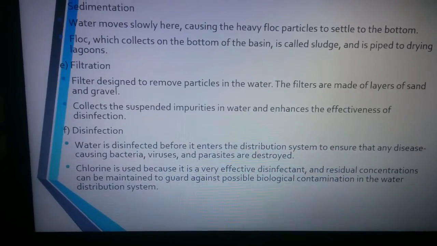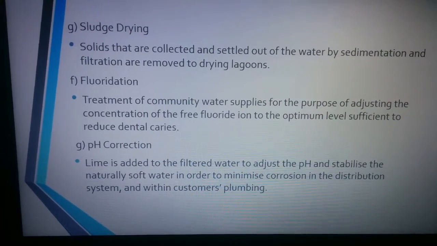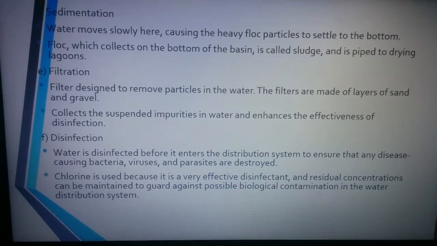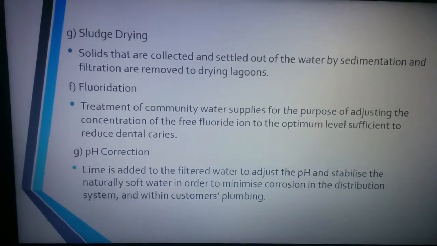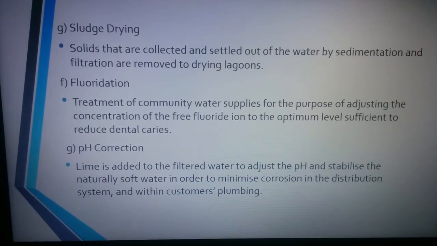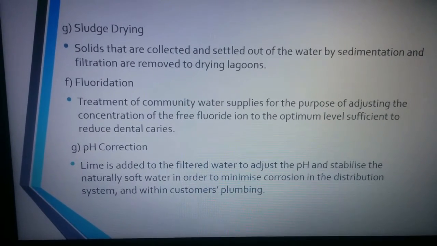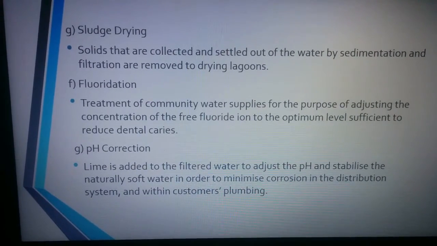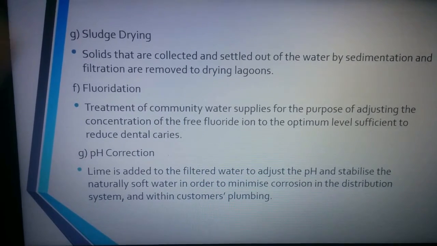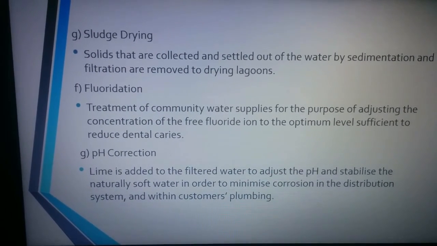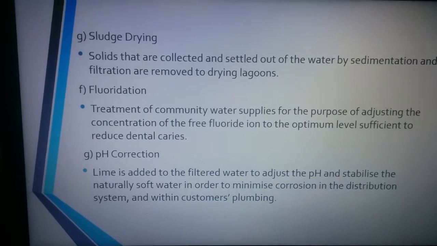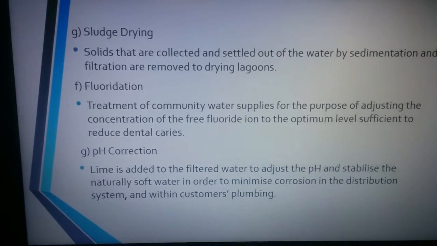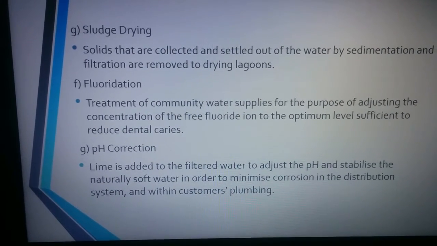Alright, so let's look at mini processes that also involve the sludge that is removed in the sedimentation stage, which is further put into sludge drying. Sludge drying is where the solids that are collected, settled out by sedimentation and filtered, are removed to the drying lagoon. Next it goes through fluoridation, the treatment of community water supply for the purpose of adjusting the concentration of free fluoride ion to the optimum level sufficient to reduce dental caries.